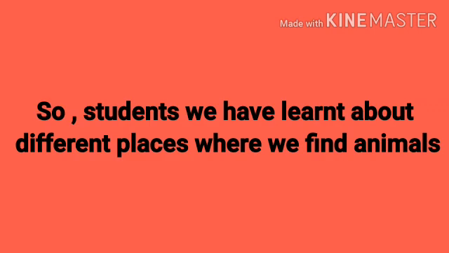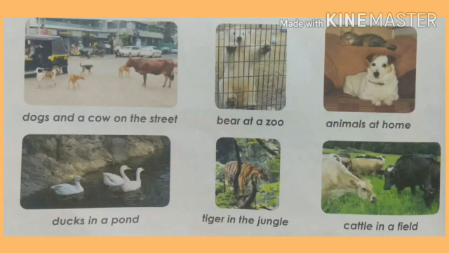So students, we have learned about different places where we find animals. Here are some pictures. We find animals on the street. We also find animals at the zoo. We find animals at home. We find animals in a pond. We find animals in jungles. We also find animals in a field.